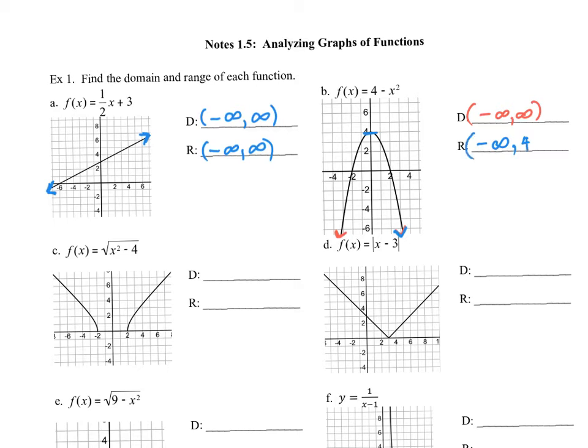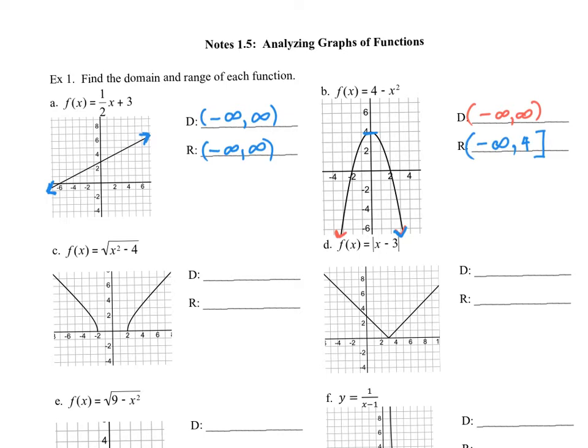Negative infinity is undefined, so I put a parenthesis. Now, does the graph actually touch the 4? It does touch the 4. There's a vertex there. Since there is actually a point at y equals 4, I use a bracket to show that it can equal 4.